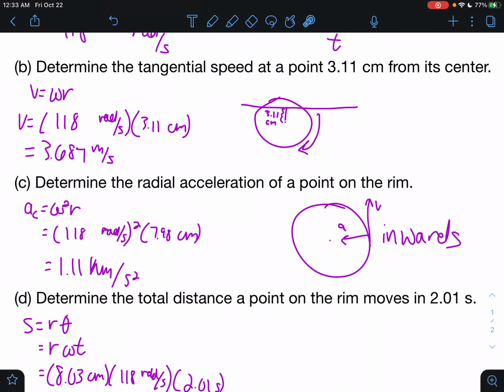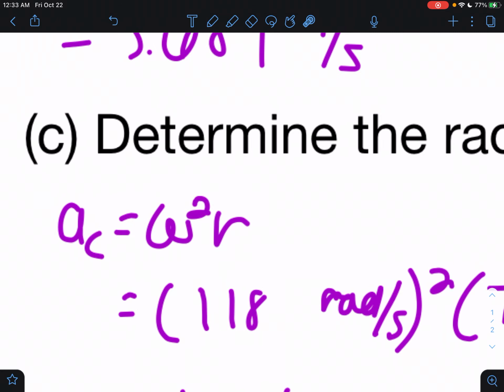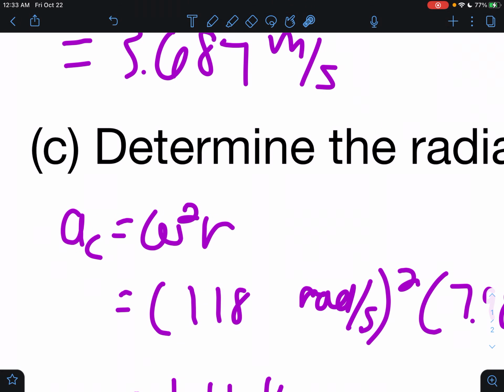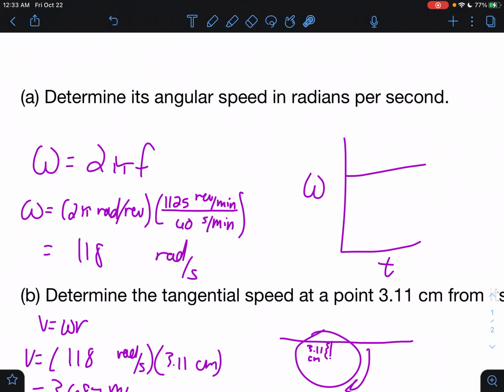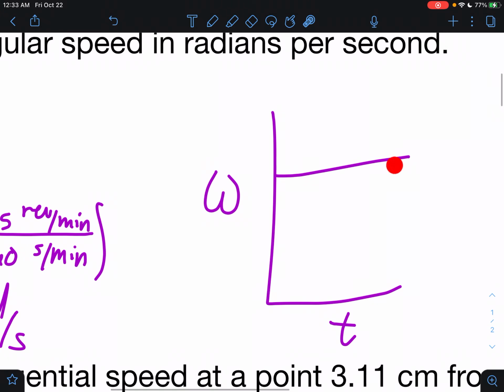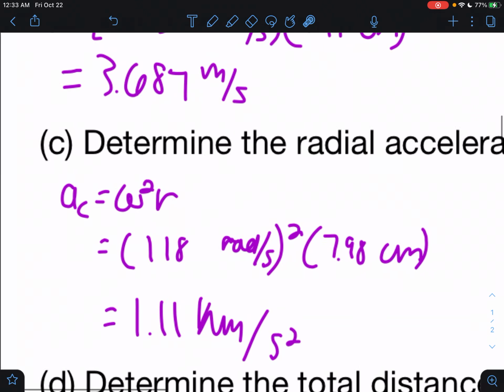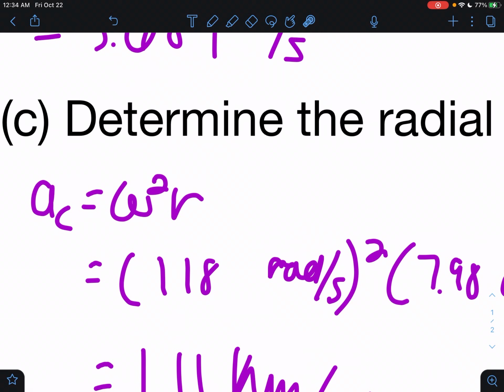Part C, determine the radial acceleration of a point on the rim. I knew that I had to do this acceleration and not angular acceleration because like I said earlier, it's not angularly accelerating. The slope of this line is 0, even though that looks like it's a little crooked. It's supposed to be 0. So I knew that I was looking for a centripetal acceleration. And instead of v squared divided by r, it's the angular velocity squared times the radius.